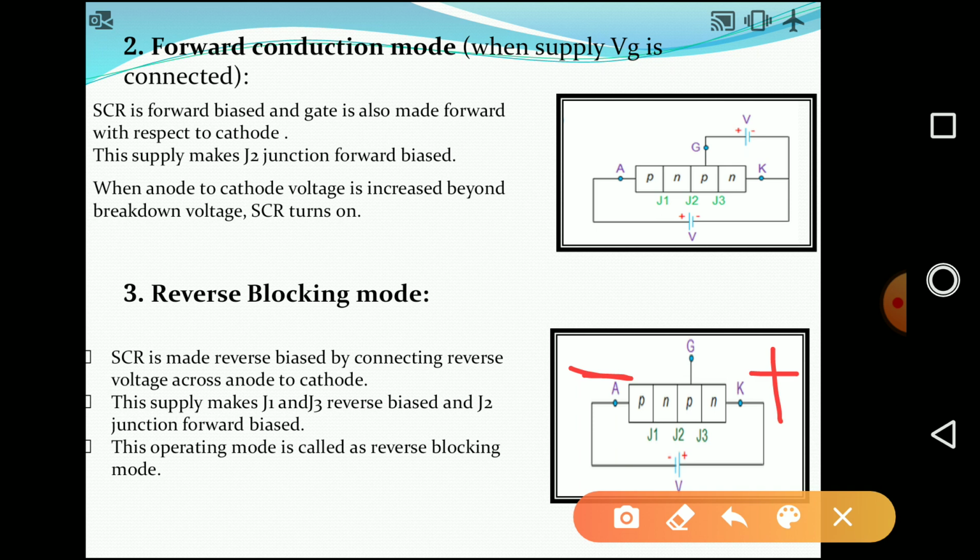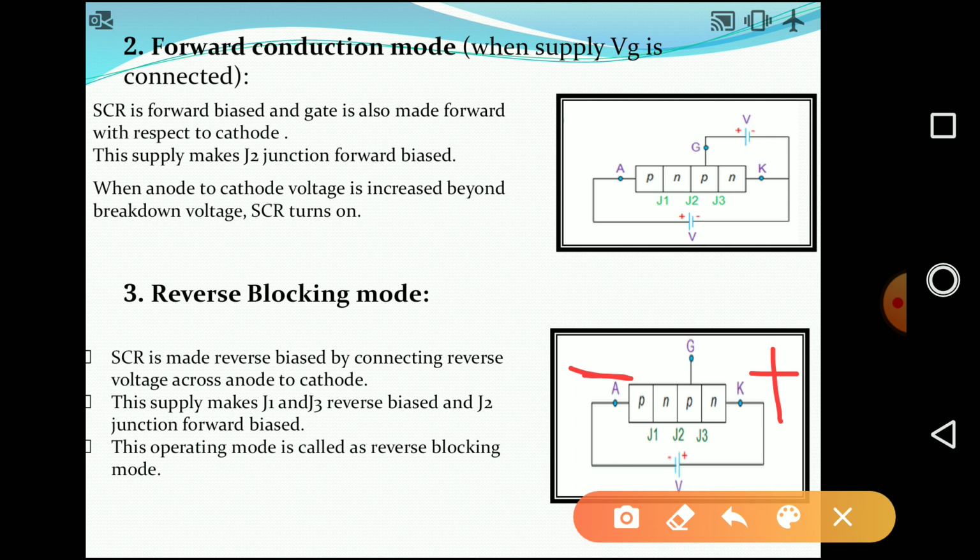So we know the anode is connected to the P layer, and the P layer has charge carriers of holes. So the charge of these charge carriers is positive, and the anode is getting a negative supply. So due to the opposite supply, the P layer is reverse biased. That means the J1 junction becomes reverse biased.